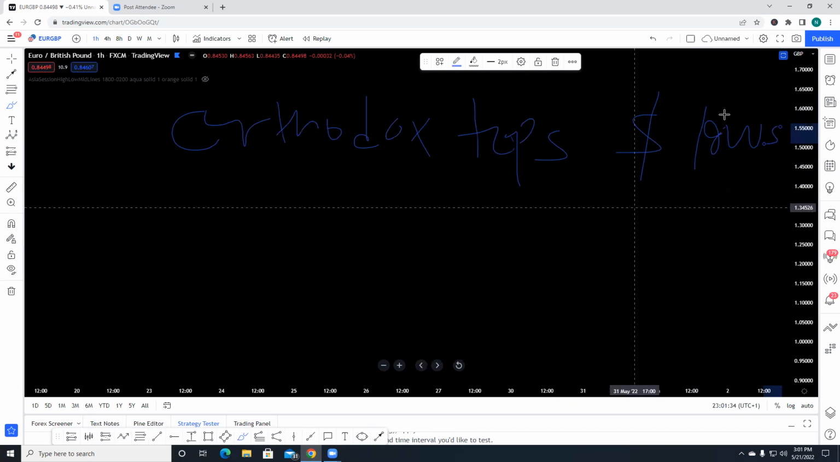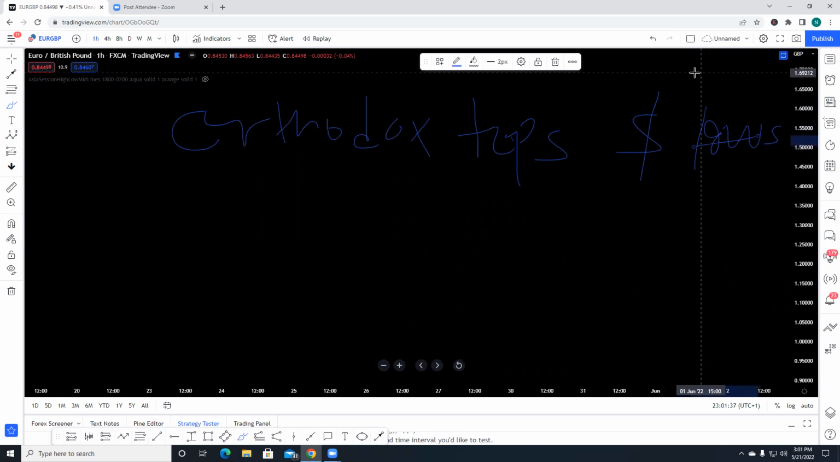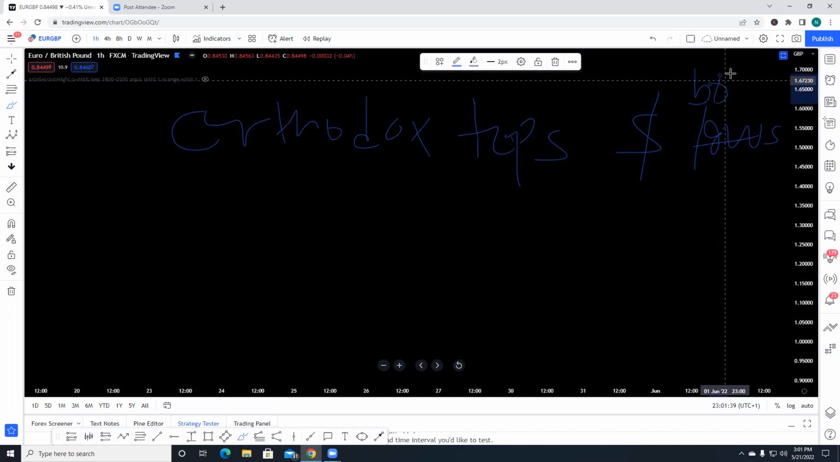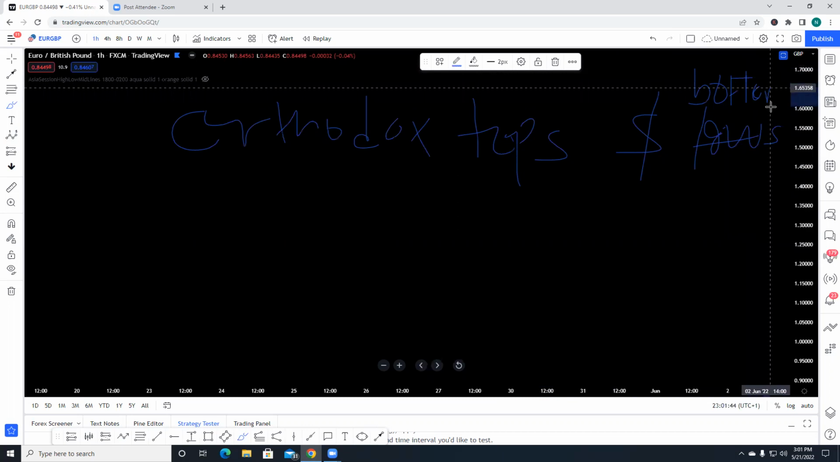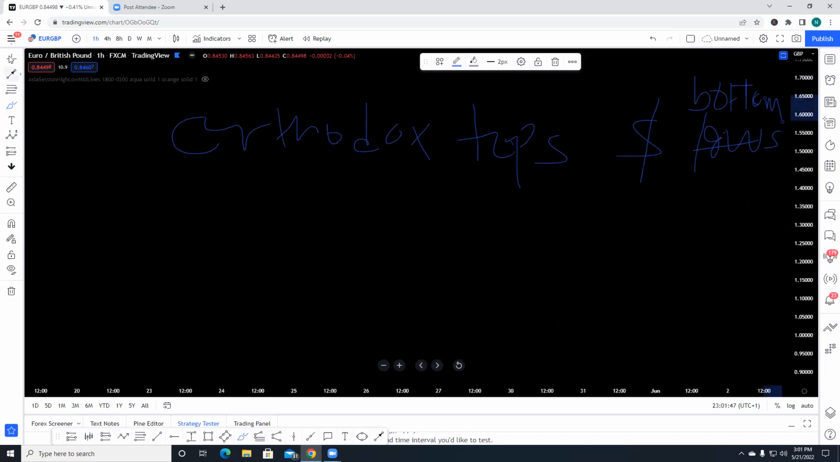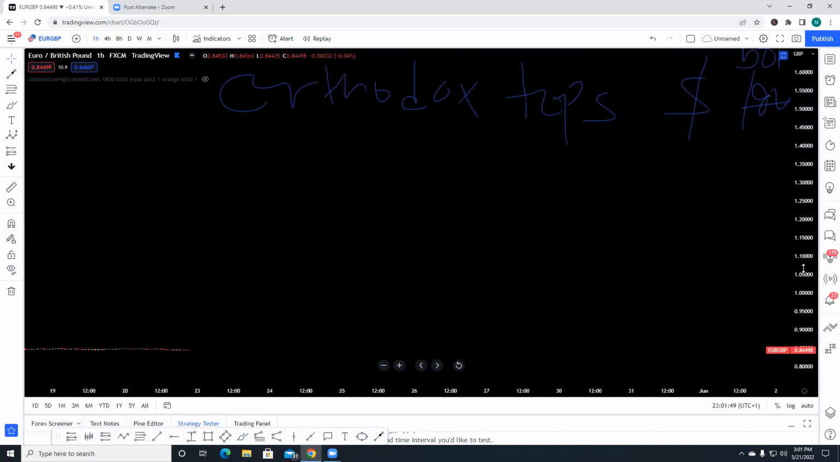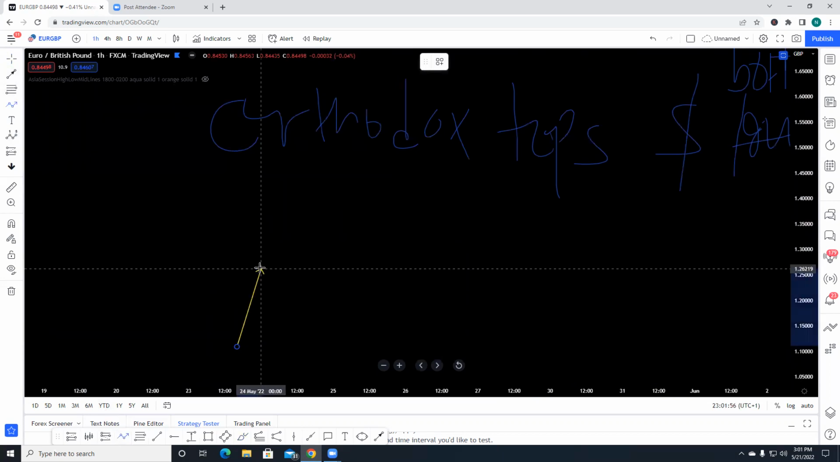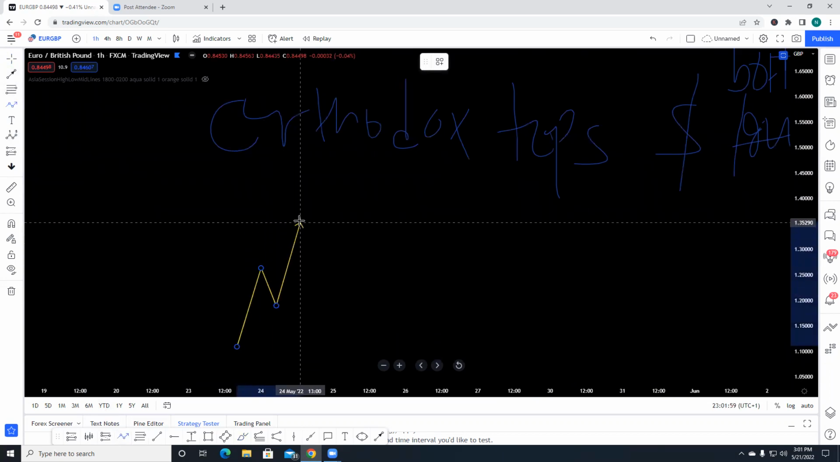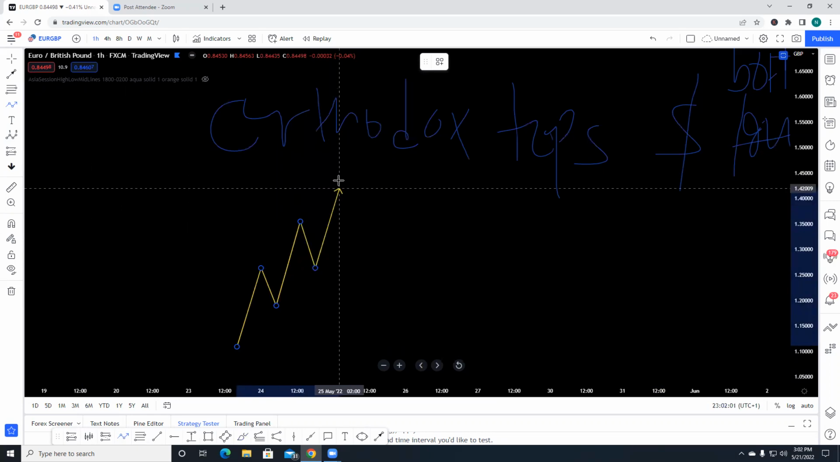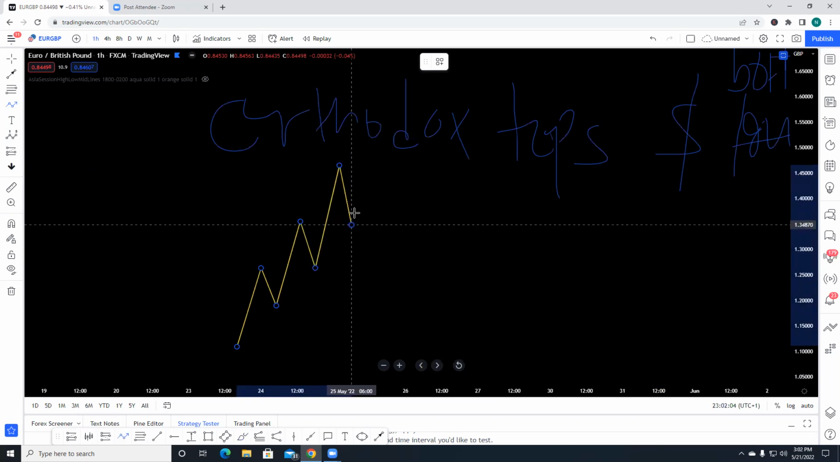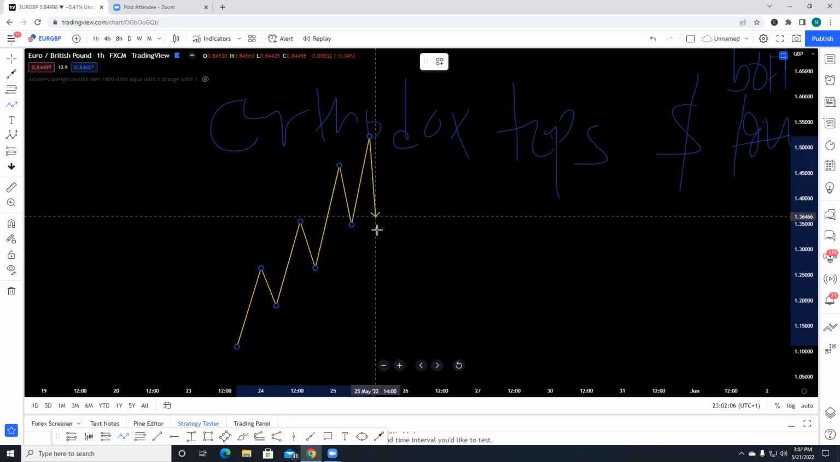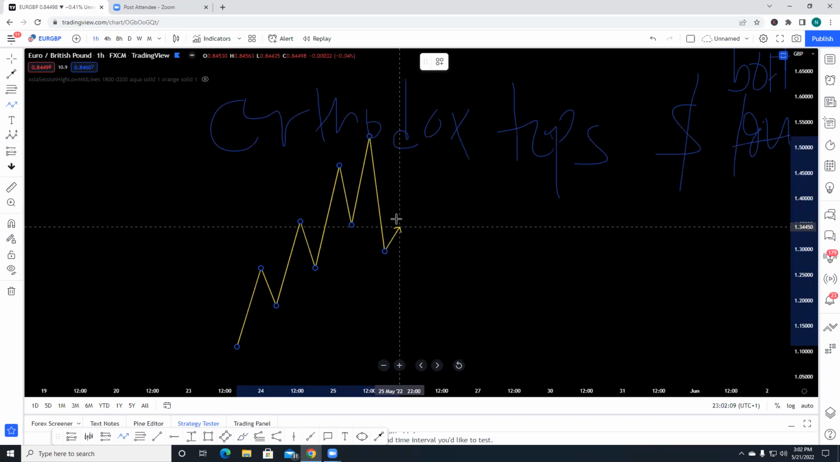Okay, orthodox tops and bottoms. Just mind my writing. Guys, what do we mean by orthodox tops and bottoms? At times, you can see a structure like this. It's making a move to the upside. It got here, I have to correct A. B goes like this. C comes like this before I make a move to the upside.